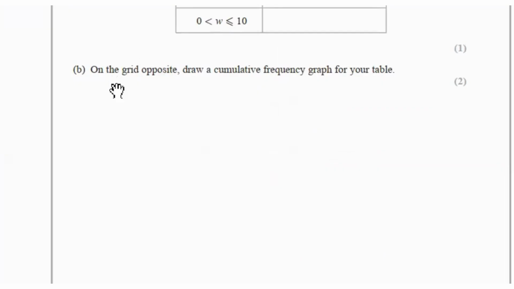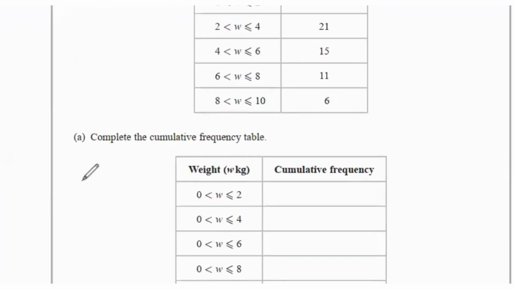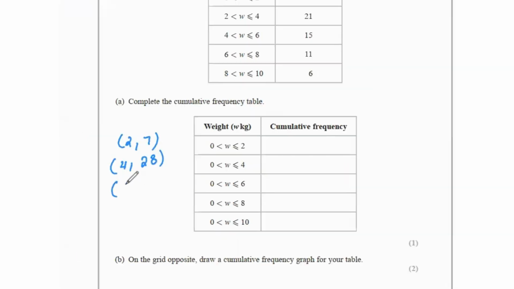That's your answer. On the grid opposite, draw a cumulative frequency graph for the table. It's going to be 2, 7; 4, 28; 6, 43; 8, 54; and 10, 60. Remember, whenever you're drawing the cumulative frequency, for your x coordinate you will take the maximum values of the class intervals. And the y coordinate is going to be your cumulative frequency.